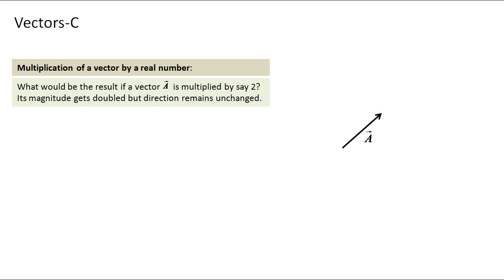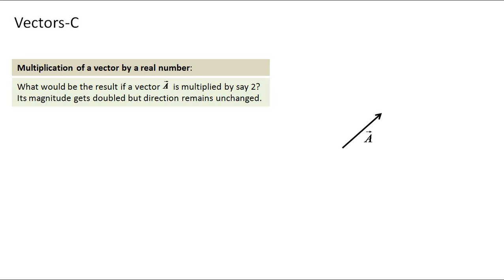Addition of vectors is different from addition of scalar quantities. Even multiplication of vectors is a bit different. So we'll learn about multiplication of vectors, starting with multiplication of a vector by a real number.